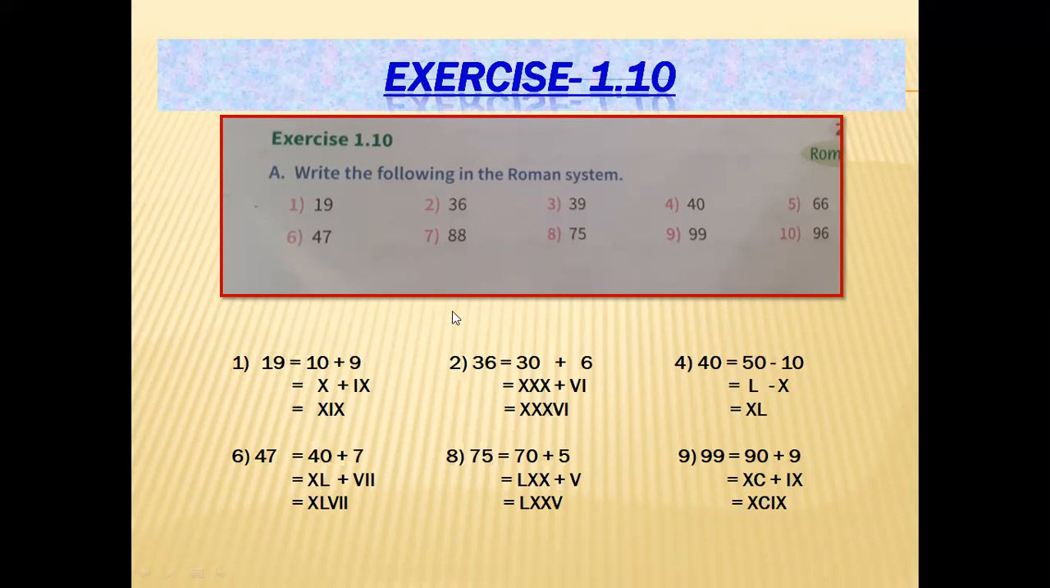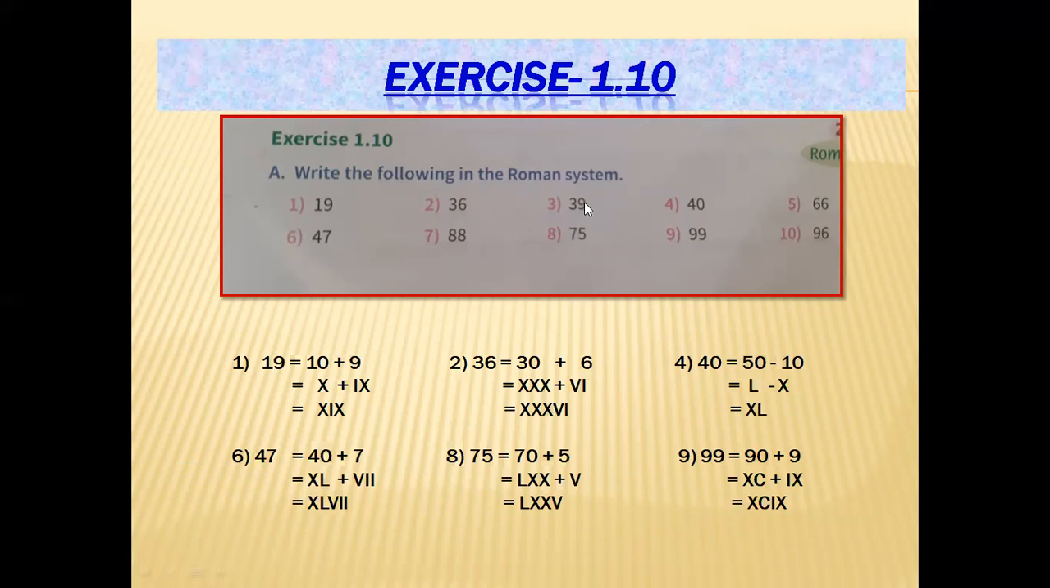Understood now? Yes, right. Next, see. Second one, 36. How can we split this number? 30 plus 6. 30 means XXX. 3 times X equals 30. And then 6 means VI. How can we write it? XXXVI. This equals 36.